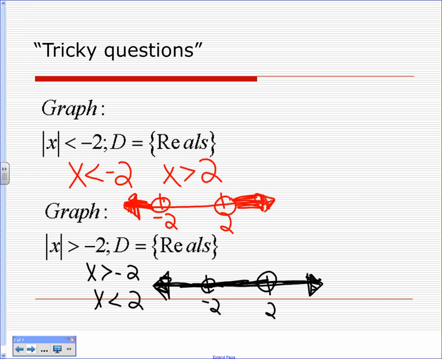No. Because it got overlapped whenever it was going to the left, and then this one got overlapped when it was going to the right. So everything on your number line works. Every number, when you take the absolute value of it, all positive numbers are greater than negative 2. I have a feeling this exact question is going to come up on the test.